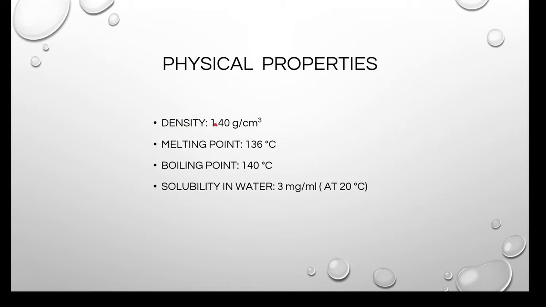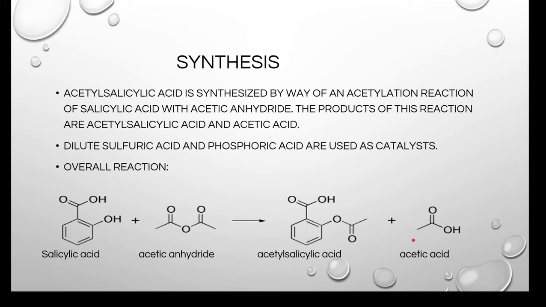It has a density of 1.4 grams per centimeter cubed, a melting point at 136 degrees Celsius, and a boiling point at 140 degrees Celsius. It is soluble in water at 3 milligrams per milliliter at 20 degrees Celsius. It's synthesized by way of an acetylation reaction of salicylic acid with acetic anhydride. This is acid catalyzed with sulfuric acid or phosphoric acid.